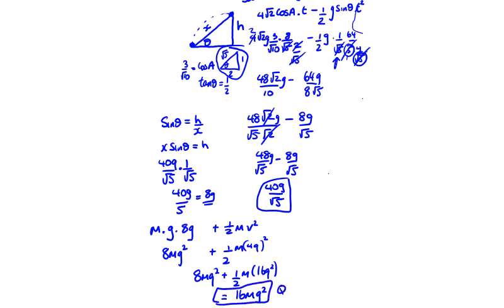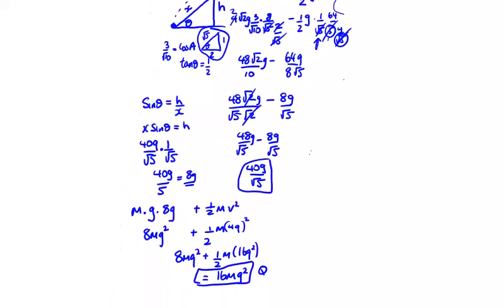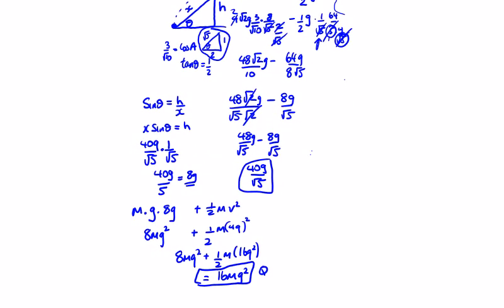That's a Q. What did we get? A P. 16mg squared. 16mg squared. A 17-minute question.